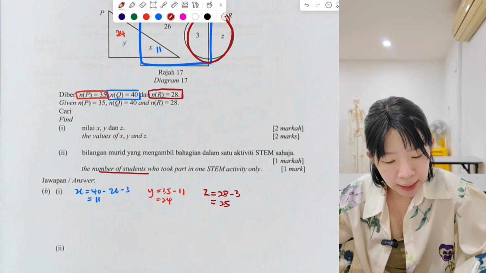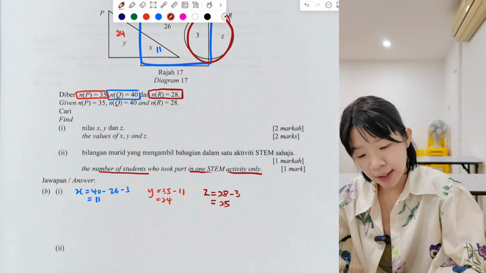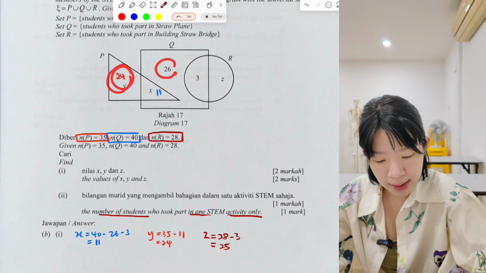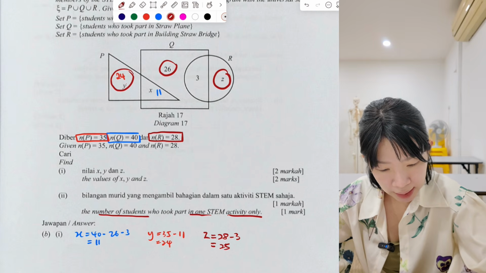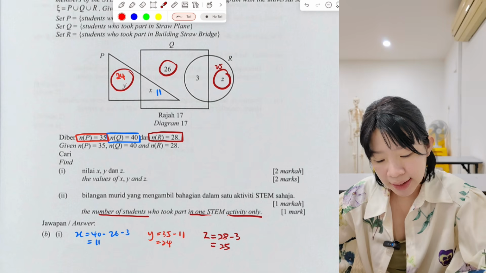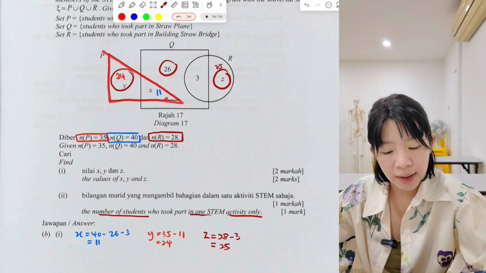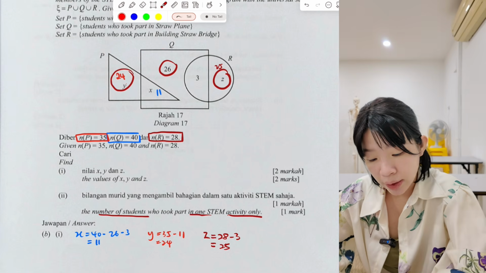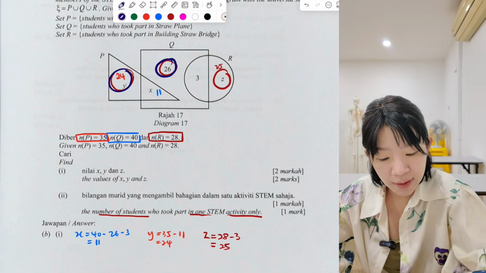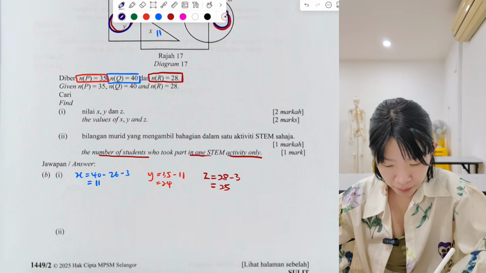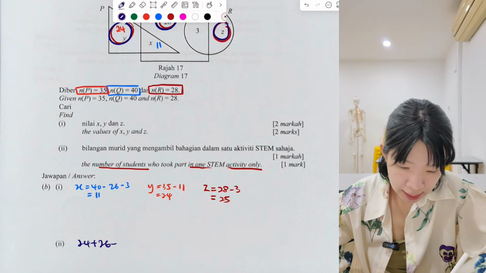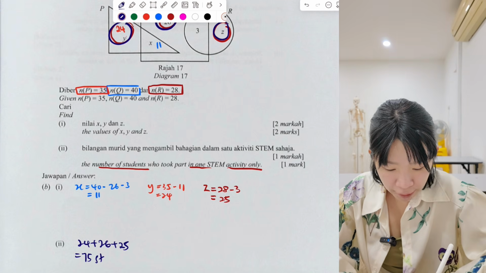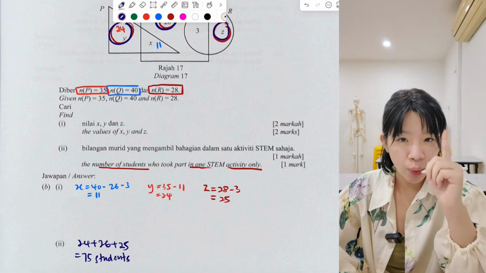Okay, part 2. Number of students who took part in one activity only. One activity. So which is, okay, one activity here. The Y, 24, 26, and also Z. Z is 25. So one activity. The rest is, okay, let's say you see this triangle. If you take 11, 11 is involved in P and Q at the same time. So involve 2 activities. So if they only want 1, we want 24, we want 26, and also 25. Okay, add them up. So 24, 26, Z is 25. So total 75 students. 75 students took part in only one activity.